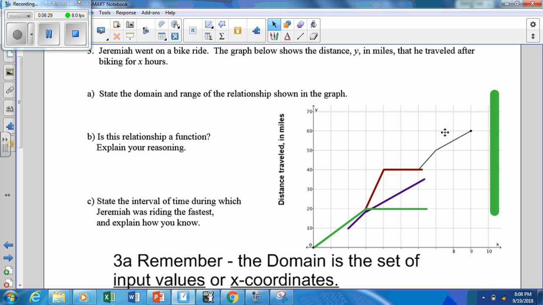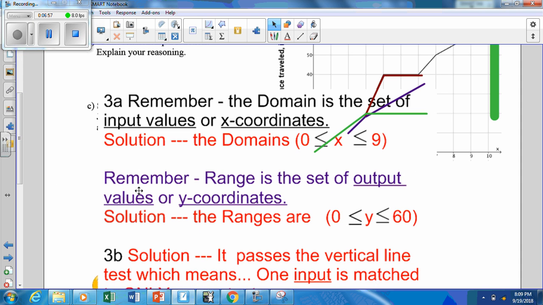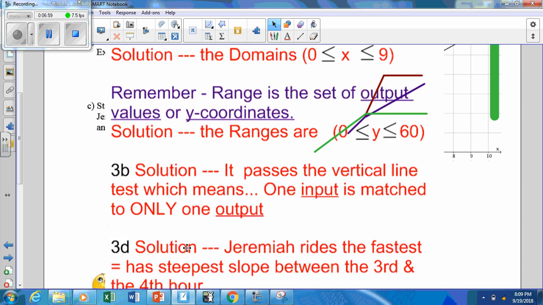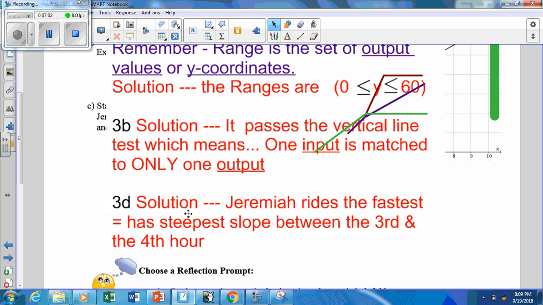Now let me line up the brown line. Oh, okay. That's pretty convincing. What does that tell us? I'm glad you agree. It tells us that that last interval, the interval between here, is the interval where he's the fastest. So what you want to do is capture this. All right. So solution: Jeremiah rides the fastest, or has the steepest slope, between the third and the fourth interval.